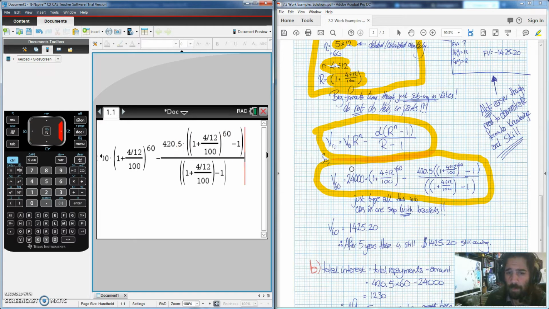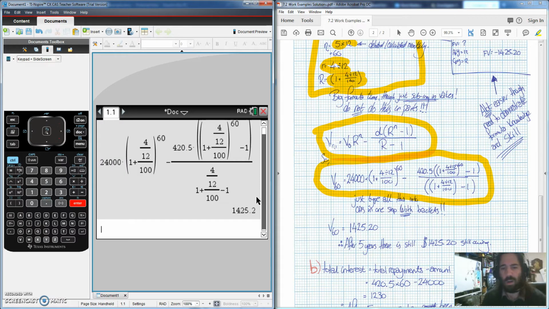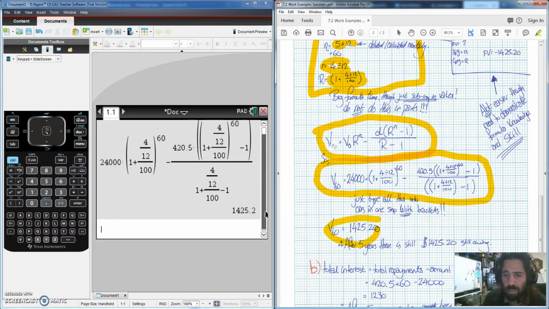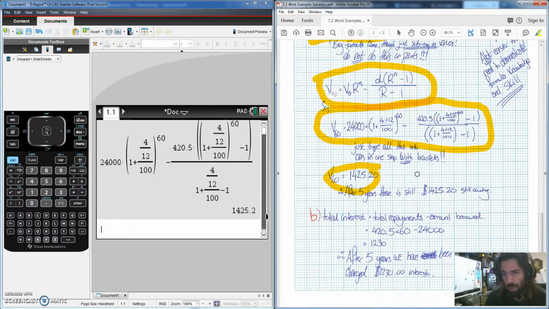So if I put all that in, and if I push enter, I'm just going to get exactly what I had down here. So the 60th value, or after 5 years, that's what my bank account loan is going to be: $1,425.20. So it is a very, very in-depth formula. It does spit out a nice little number at the end, which is cool.